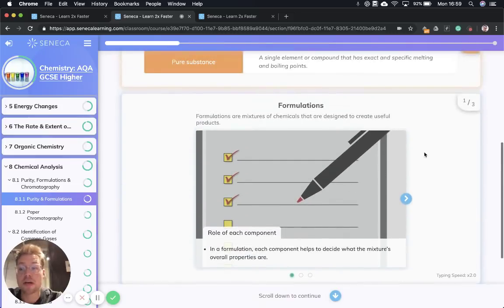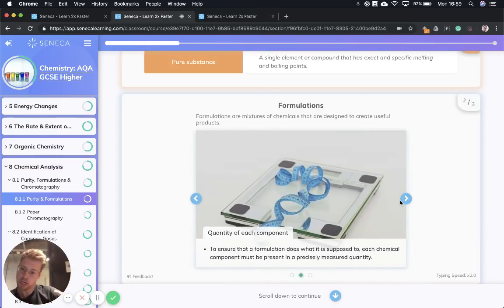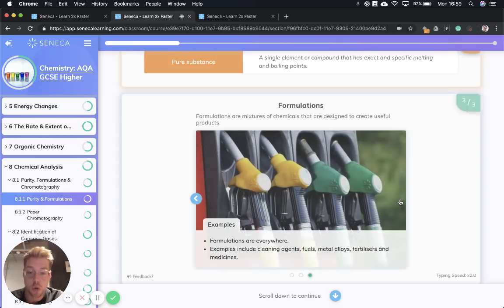So let's go over some formulations now. They are a mixture of chemicals that are designed to create useful products. In a formulation, each component helps to decide what the mixture's overall properties are. Synergy, work together, we love it. Quantity of each component: to ensure that a formulation does what it is supposed to, each chemical component must be present in a precisely measured quantity.